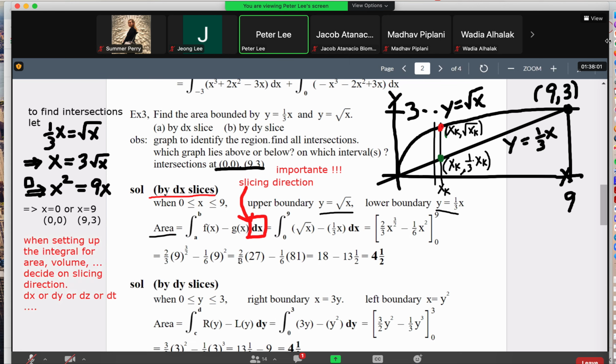So now we have this upper boundary function, y equals square root of x, and then minus 1/3 x, so we get this and that, and then there you go, and the answer is 4.5. Any questions here?